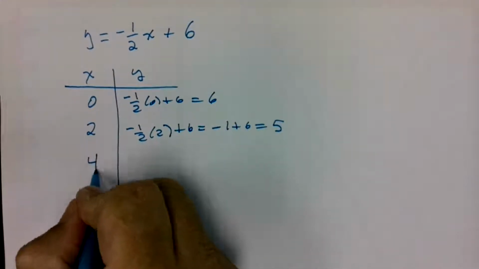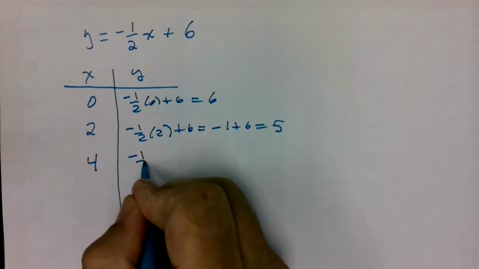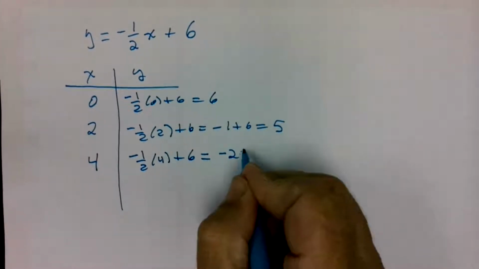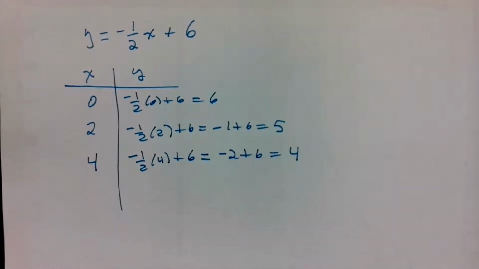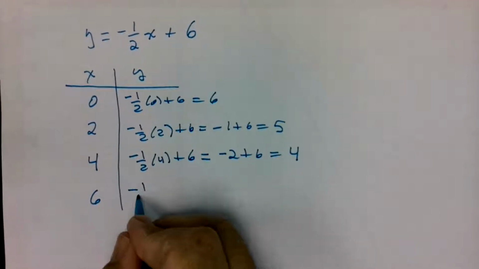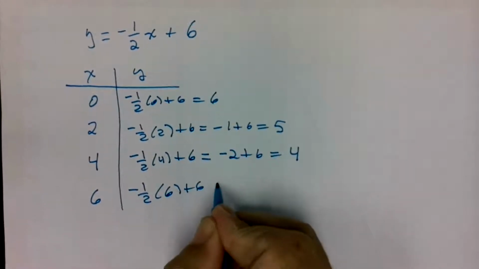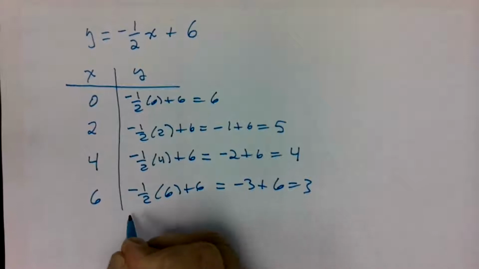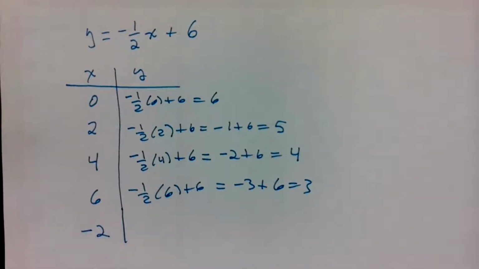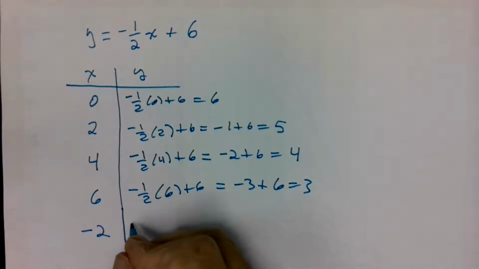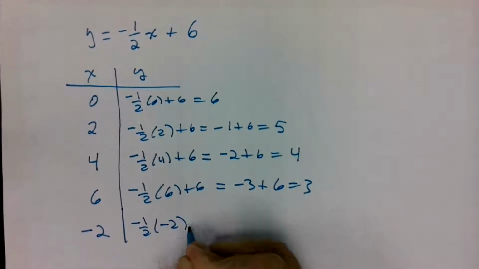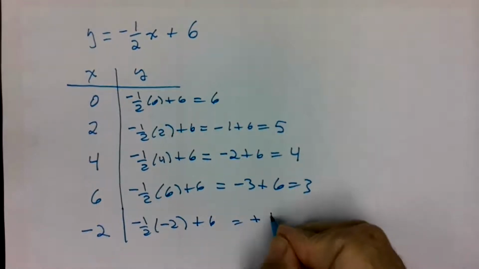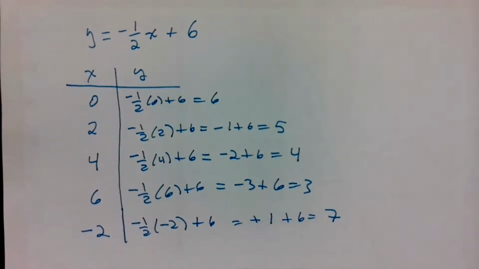The next multiple of 2 I'm going to use is 4. So negative 1/2 times 4 plus 6. A half of 4 is 2, so that's negative 2 plus 6, which should be positive 4. Let's go to 6. Negative 1/2 of 6 plus 6. A half of 6 is 3, so negative 3 plus 6 is 3. And let's pick a negative number, and I will pick negative 2 because I want it to be a multiple of 2 to make it easier for me to graph. Negative 1/2 times negative 2 plus 6. Negative times a negative is a positive. A half times 2 is 1, plus 6 is 7.